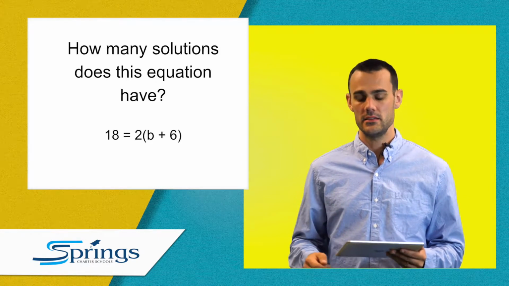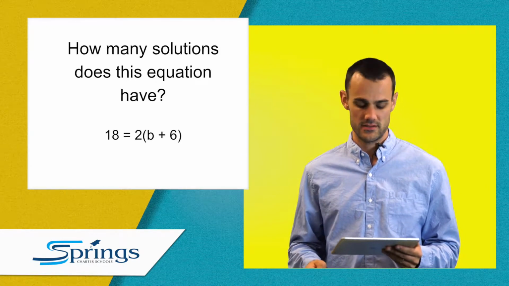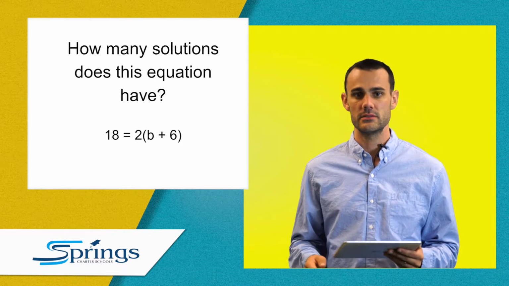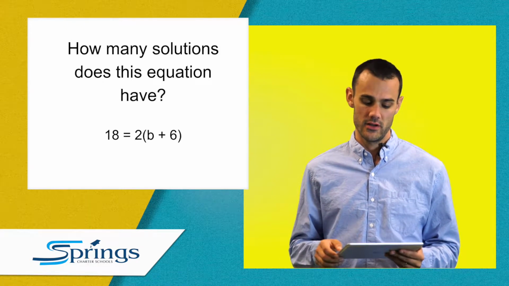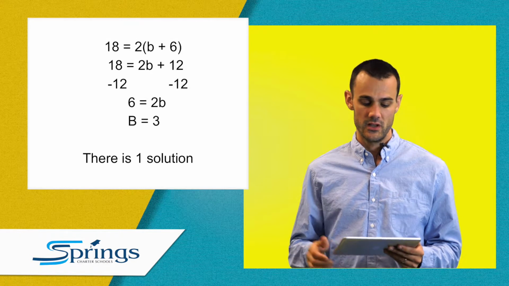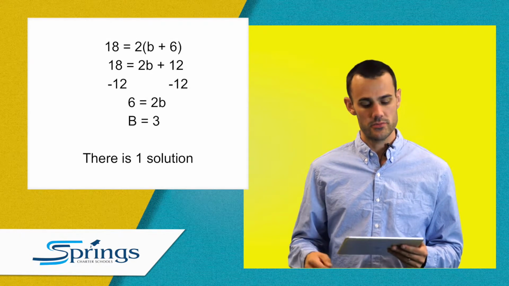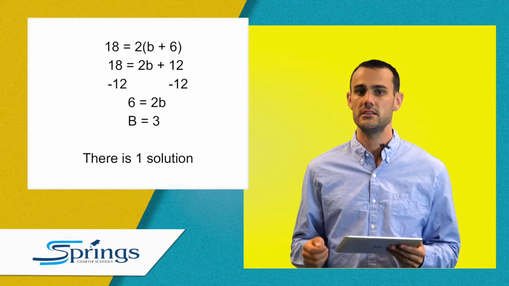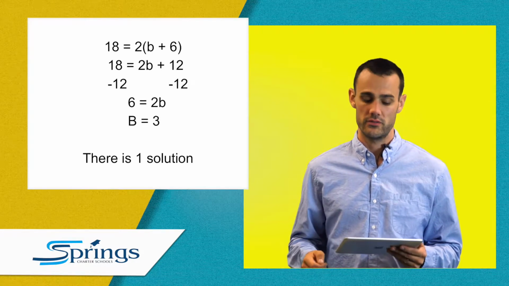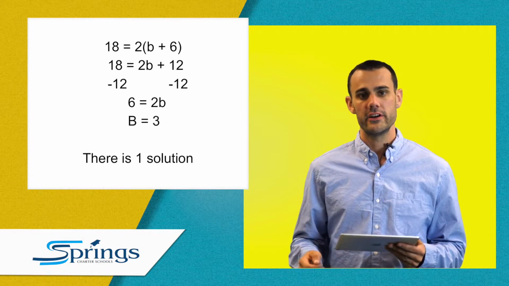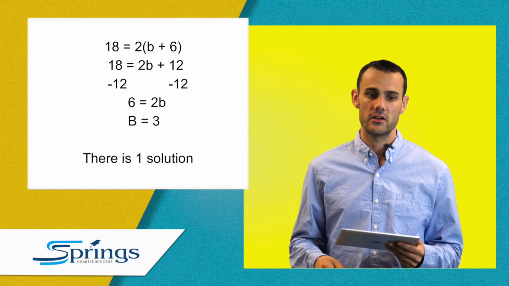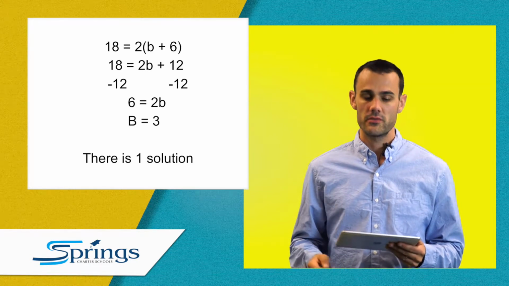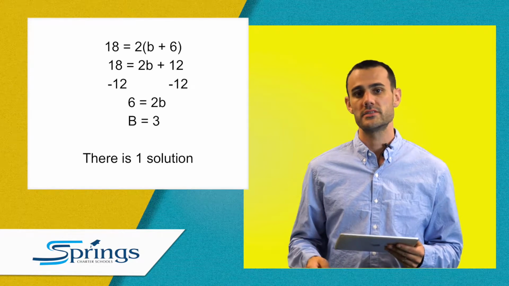We have 18 equals 2, and inside our parentheses we have b plus 6. The first thing we need to do is apply the distributive property to get our solving started. So 2 times b gives us 2b, and 2 times 6 gives us 12. Our equation so far reads 18 equals 2b plus 12. Now we need to get all the variables on one side and all the numbers or constants on the other side. To do this, we're going to subtract 12 from both sides of our equation.